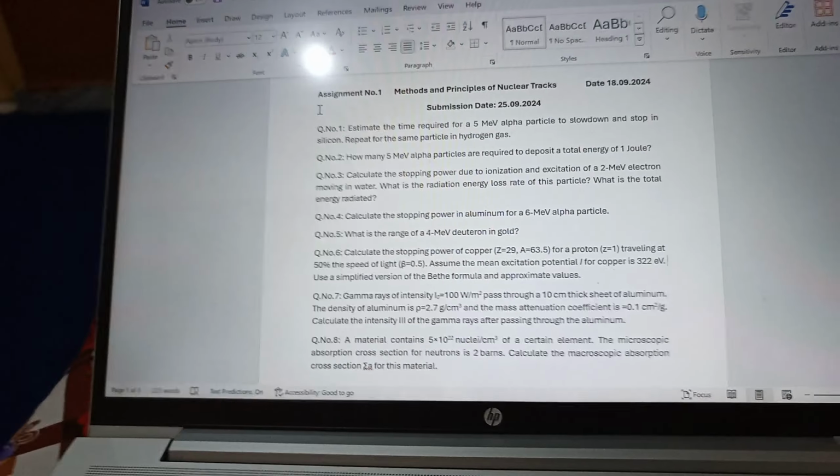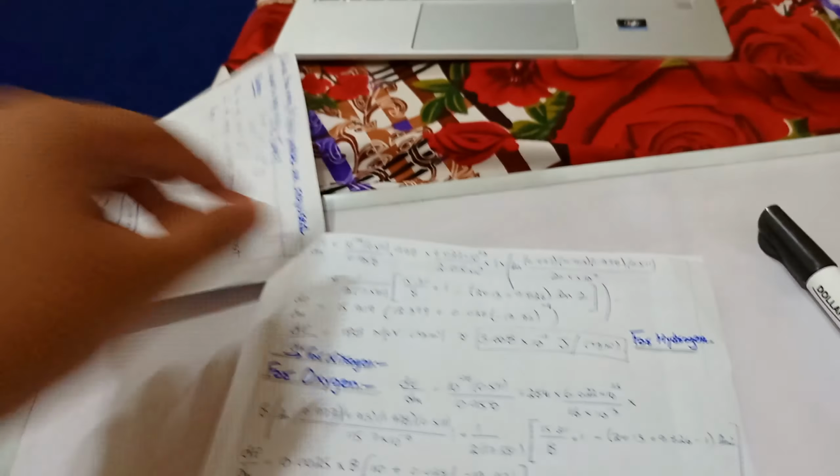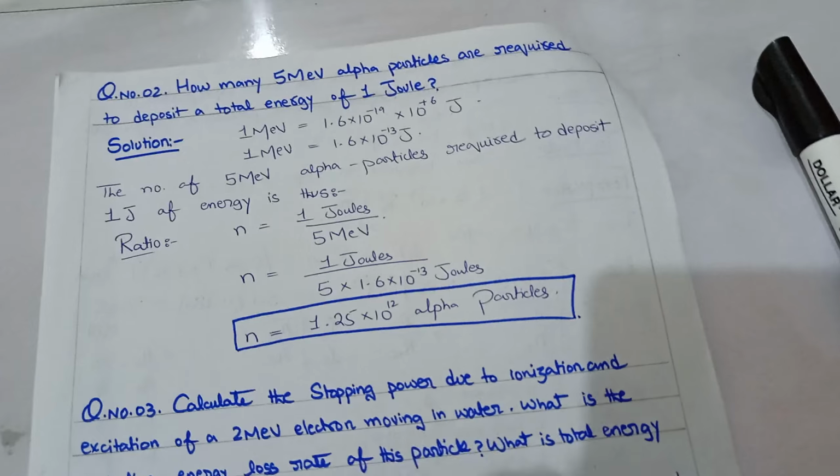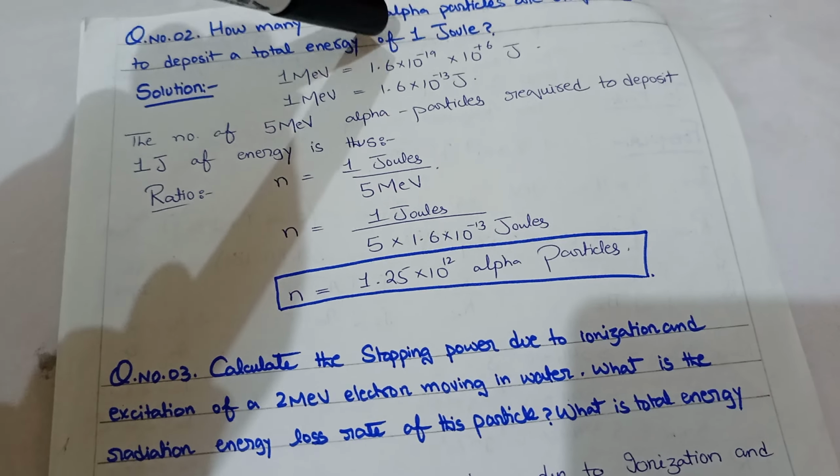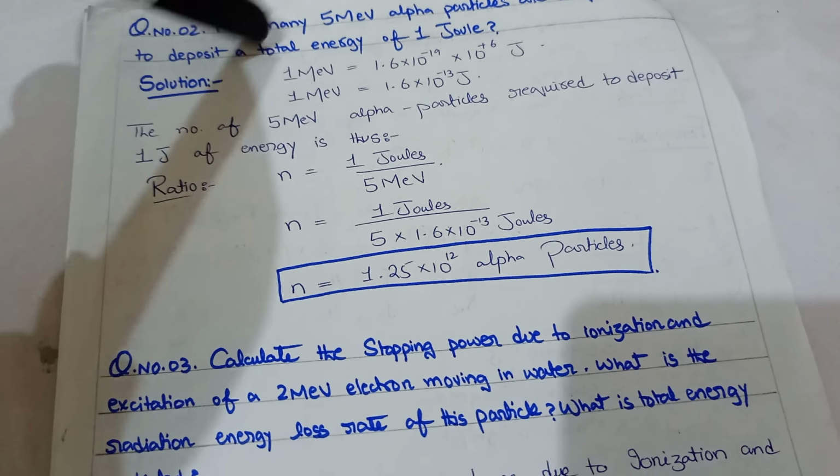Okay, so here is how you can find it. It's a very simple problem. What you have to just do: you already know 1 mega electron volt is basically equal to mega, which is 10 raised to power plus 6, and electron volt, which is 1.6 into 10 raised to power minus 19.